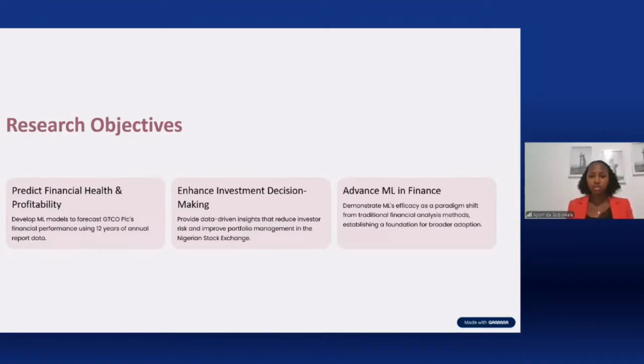The second objective is to enhance investment decisions. When people are investing, the aim of the research is to take off the burden from people who are prone to make bad investment decisions. So it helps to enhance investment decisions. And the third objective is to help advance machine learning in finance, most especially in the Nigerian stock exchange market. So this research brought about a paradigm shift, where we have something that can replace the traditional financial statement analysis, and move analysis from manual to automated.